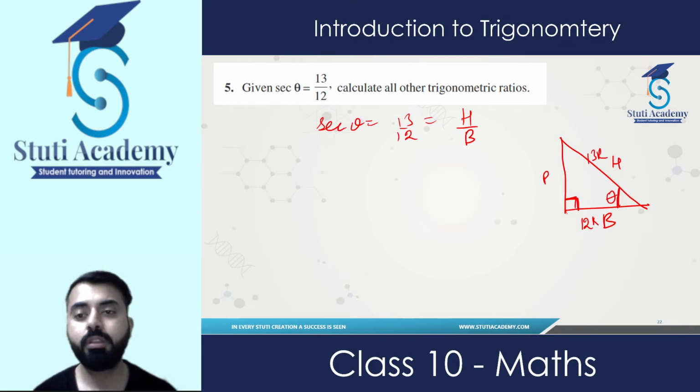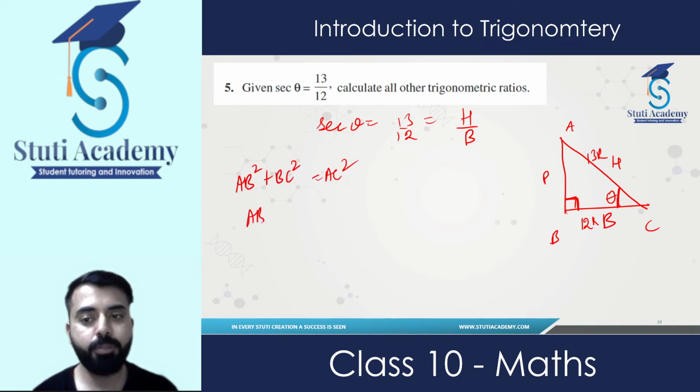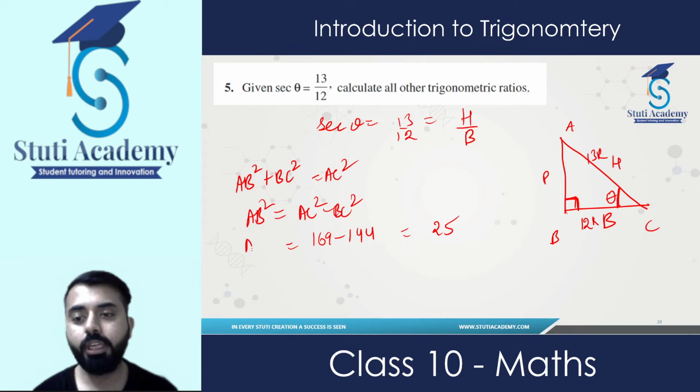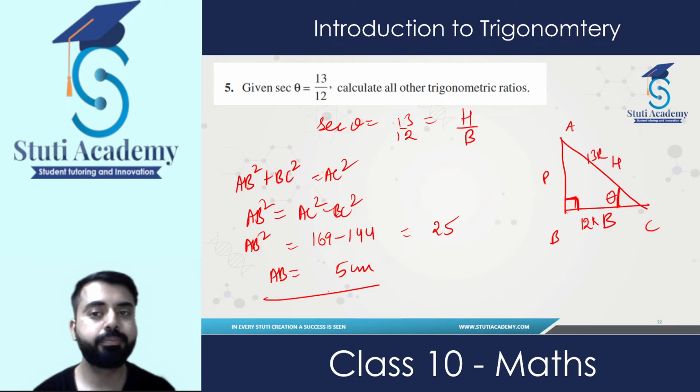So let's see what we have. Let's name this triangle A, B, C. So AB square plus BC square is equal to AC square. AB square will be equal to AC square minus BC square. That means I have 169 minus 144, sorry, 144 actually. 169 minus 144 is 25. So AB square is 25, and AB is 5 centimeter. Now I have to find out everything else.